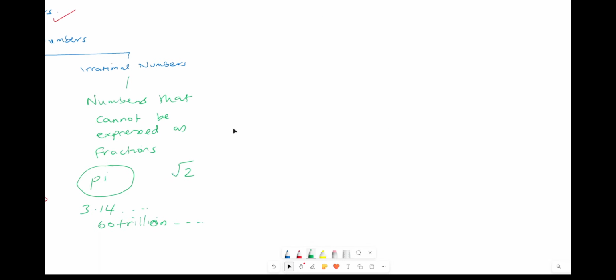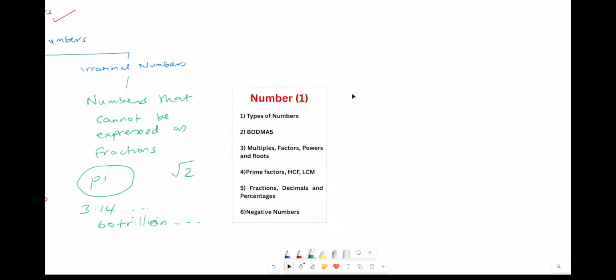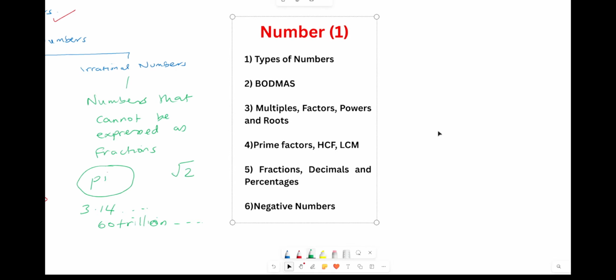Just to recollect, we said we are looking at types of numbers. We have just done that. We now have a good idea of the types of numbers in mathematics, and we are now going on to something very interesting, BODMAS. BODMAS is what will enable us to do operations, and especially multiple operations, on numbers in mathematics.